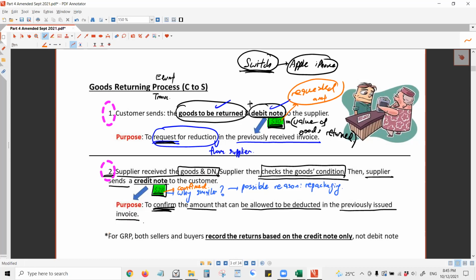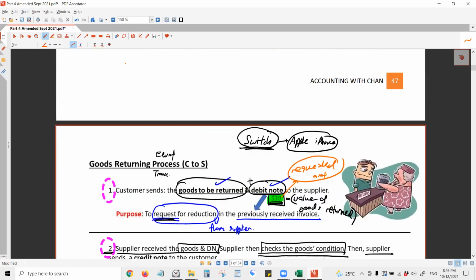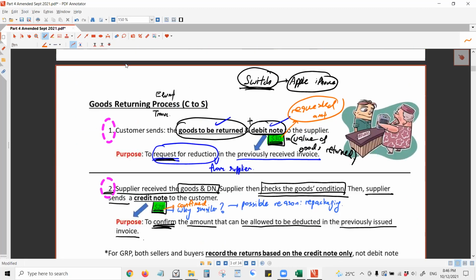Therefore, we don't have to record the debit note. You think it makes sense? I told you, right? We don't record the debit note, and now you know the reason. Because the $30, we are not sure whether we can deduct or not when you have the debit note. When a credit note has been sent by the supplier, we know how much can be deducted for sure.